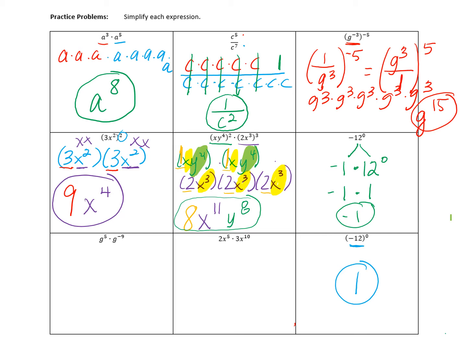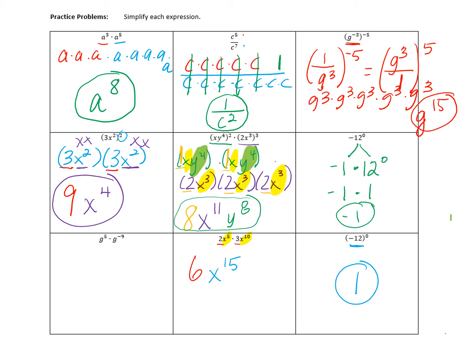I think we'll just continue going back in the opposite direction. So let's take that question in the middle. Again, numbers are numbers. So we're going to take the 2 times the 3, which will give me 6. And then we have x to the 5th, so that would be 5 x's, and x to the 10th, which would be 10 x's. So that would give me a total of 15 x's. So 6x to the 15th, because 5 x's and 10 x's give you 15.